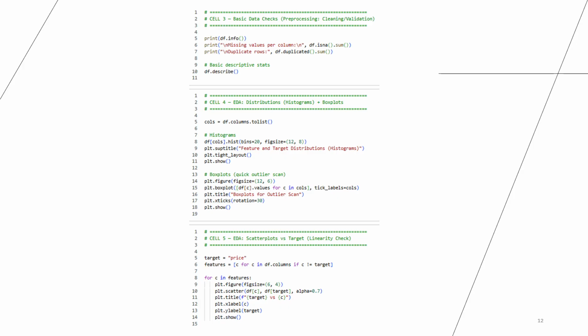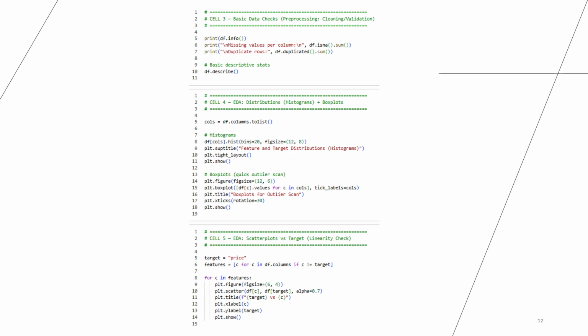Missing values can cause problems for many machine learning models. So, identifying them early helps us decide whether we need to clean or impute the data. We also check for duplicate rows using df.duplicated().sum(). Duplicate records can sometimes appear in real-world datasets, and removing them helps ensure that the model is not biased by repeated observations.